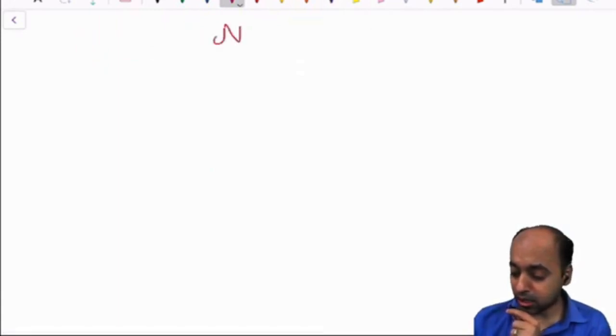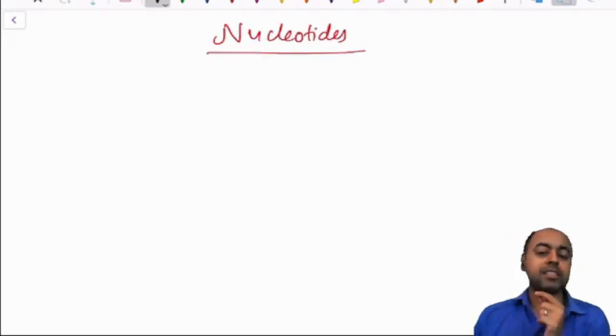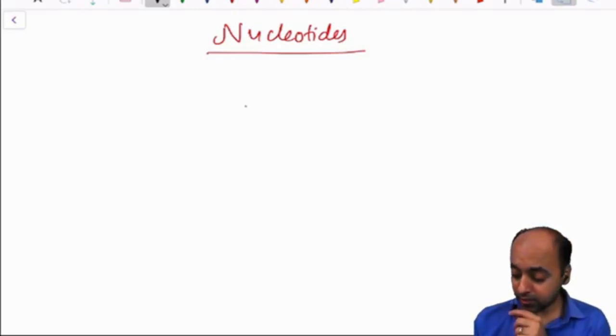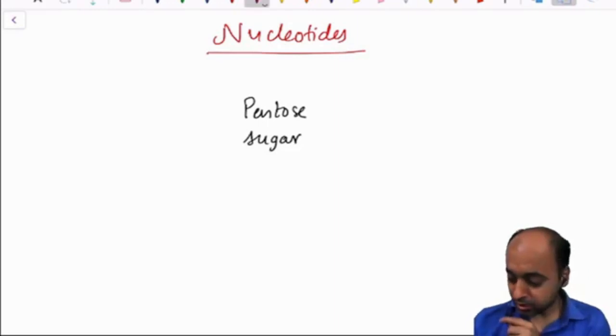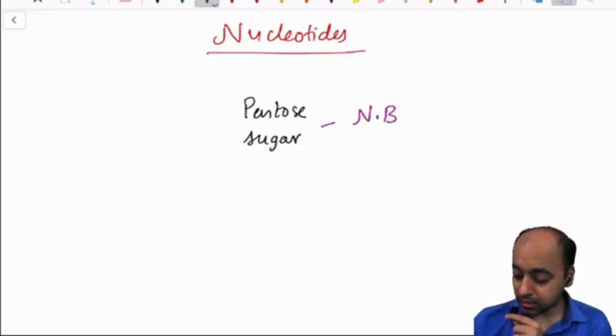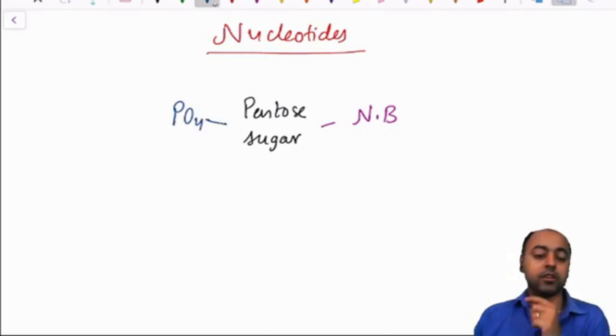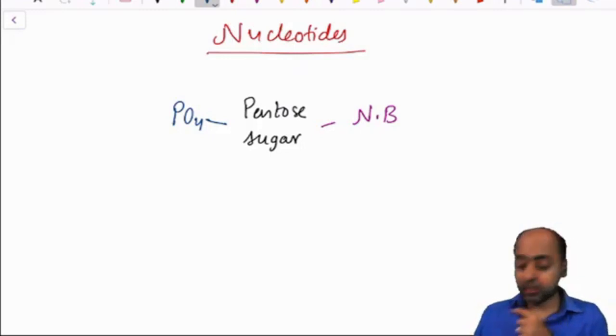So what are nucleotides? When I say nucleotides, what do I mean? Please note, the nucleotides themselves are made up of three subunits. At the center, we have the pentose sugar, to which the nitrogenous base is attached, and on the other end, the phosphate is attached. So pentose sugar attached to the nitrogenous base and phosphate will make up the nucleotides.